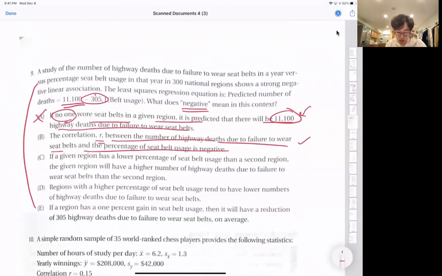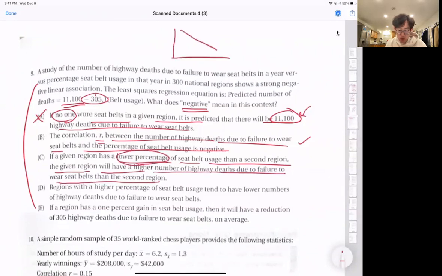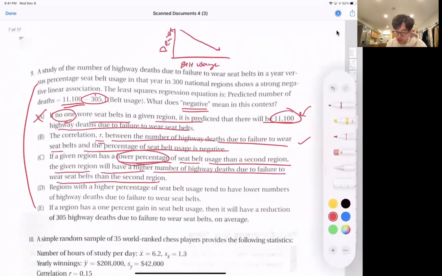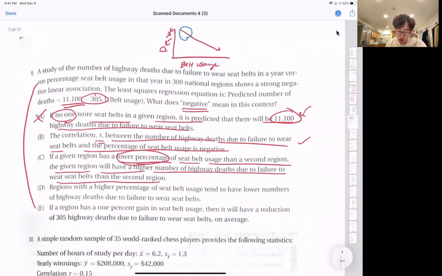If a given region has a lower percentage of seatbelt usage than the second region, then the given region will have a higher number of highway deaths due to failure to wear seatbelts than the second region. Okay, so we're talking about regions. Given region has a lower percentage of seatbelt usage. So I'm assuming that this is going to go down like this. This is belt usage, and this is deaths. So it has a lower percentage, which means we're talking about this one. Then the second region. So this is your first and this is your second. The given region will have a higher number of highway deaths due to failure to wear seatbelts.